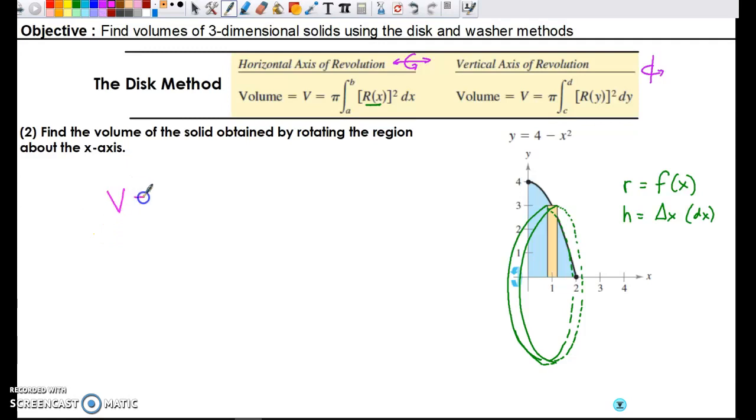The volume of the solid generated by rotating that rectangle around the x-axis is going to be pi times the summation from a to b. It looks like between 0 and 2 on the x-axis is where I'm going. Between 0 and 2, that's the area of the blue region. And it's going to be f of x squared, so 4 minus x squared, and then dx would be the height or width of that cylinder.